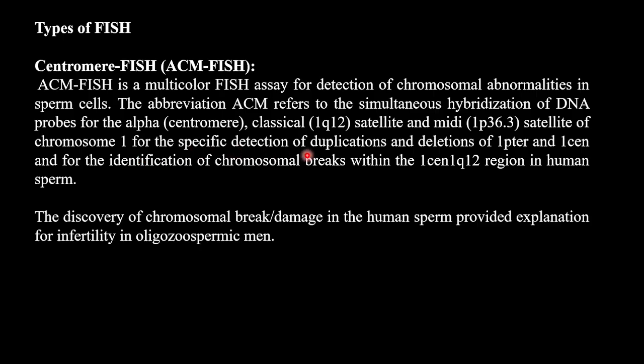This is for the specific detection of duplications and deletions of the 1p ter, and the 1 centromere for the identification of chromosomal breaks within the 1 centromere 1q12 region in the human sperm. When we say 1p ter, 1 is the chromosome number 1, p is the small arm of the chromosome, and ter is the terminal position. When we say the 1 centromere and 1q, it means, let me just show you.